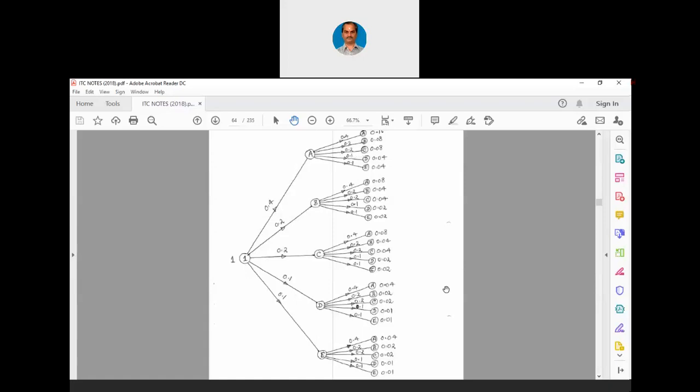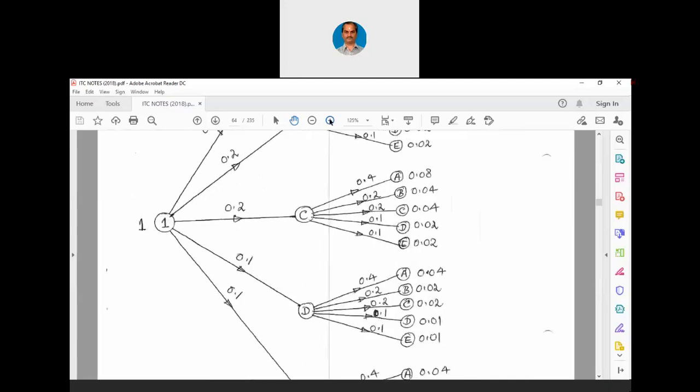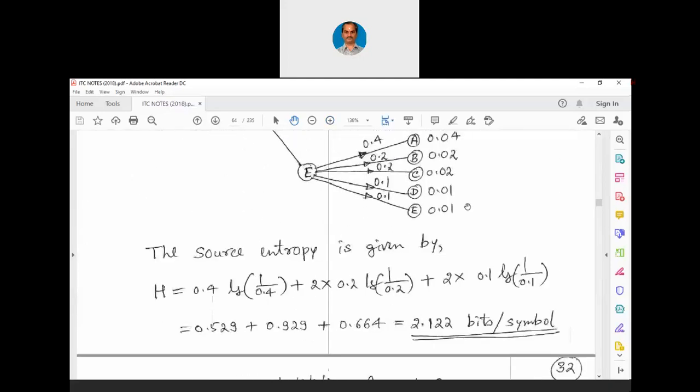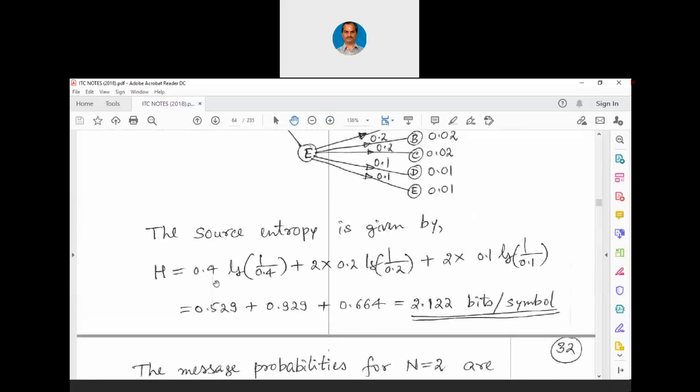Okay. Now, using this tree diagram, we can compute the things which are asked in the exercise. Let me increase the zoom ratio now. So the source entropy is given by H equals 0.4 lg of 1 over 0.4, because there is only one character A which is having probability 0.4. There are other two having 0.2 and other two having 0.1. So the source entropy is given by H equals 2.122 bits per symbol.